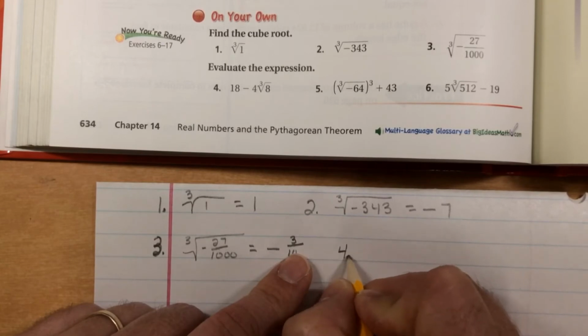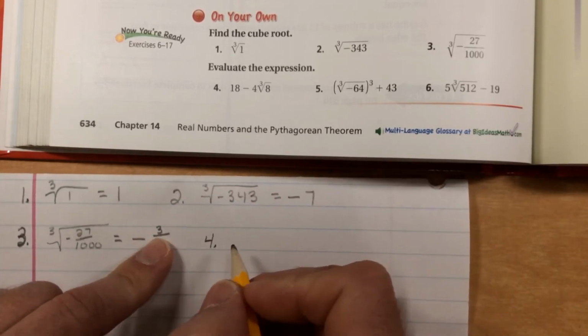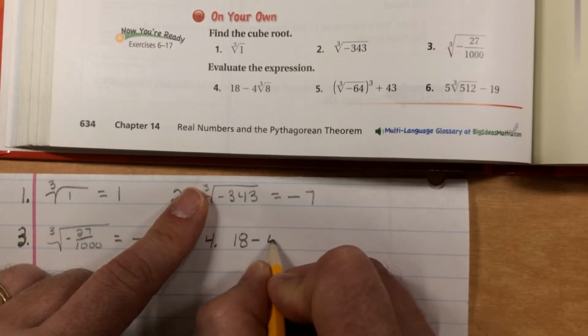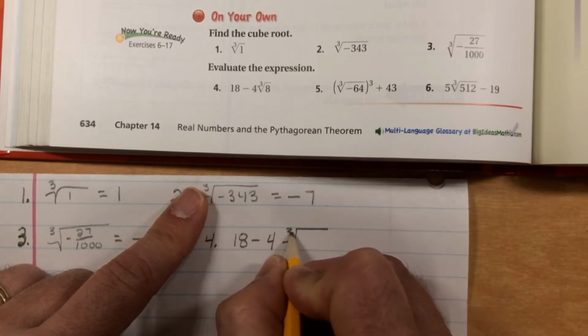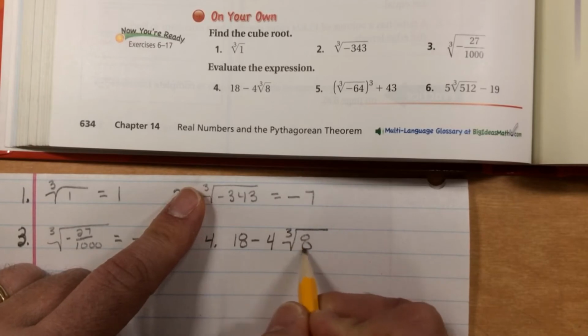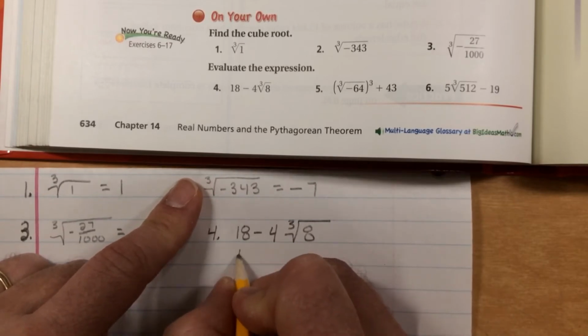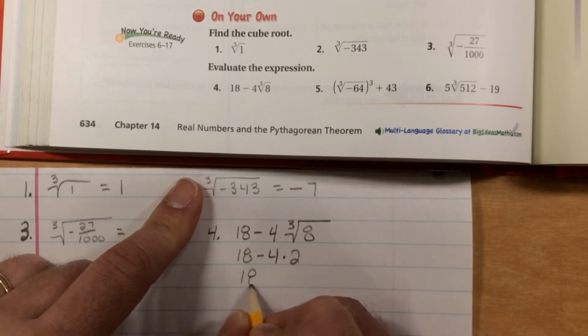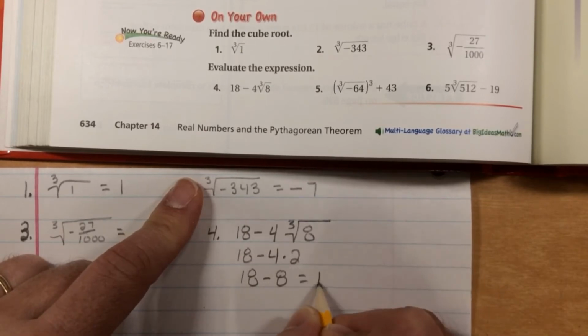Number 4. Now we have to evaluate the expression. So we have 18 minus 4 times the cubed root of 8. Well, we know the cubed root of 8 is 2, so this becomes 18 minus 4 times 2, which is 18 minus 8, which is 10.